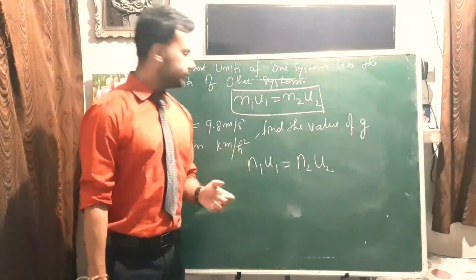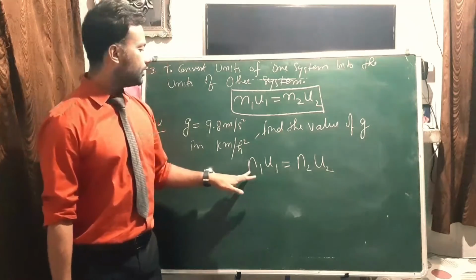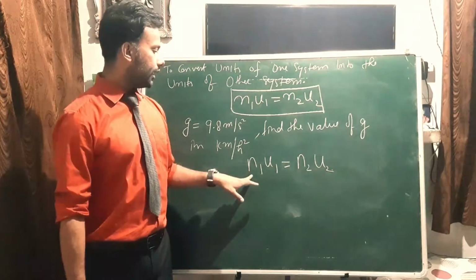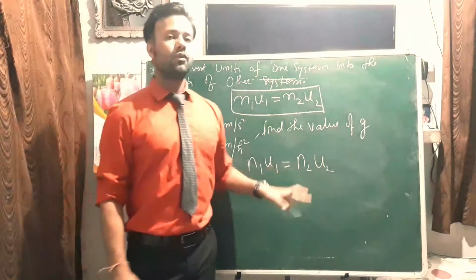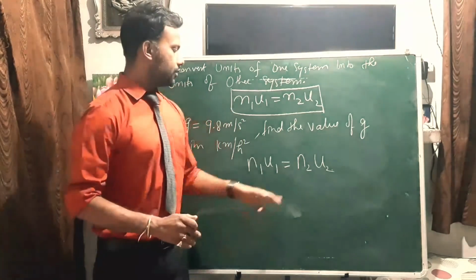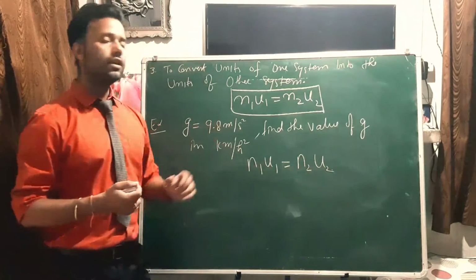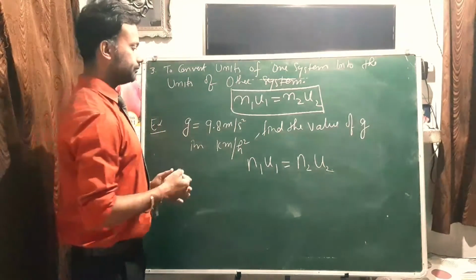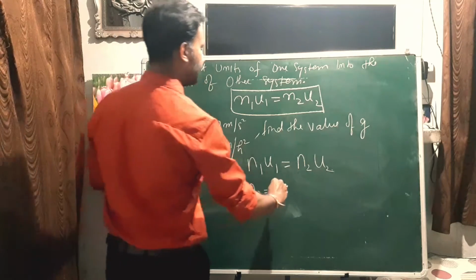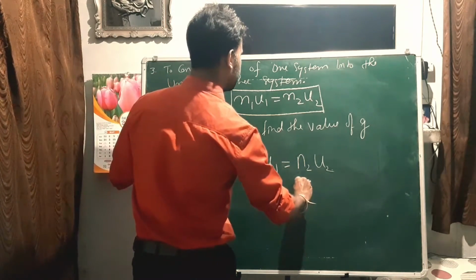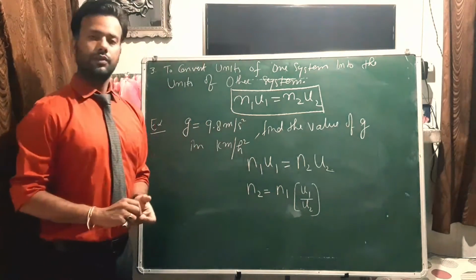Now what is N1 and U1? Here it is the given value. N1 is, as I said, the magnitude. So here N1 is 9.8 and U1 is meter per second square, right? And N2, we have to find the magnitude in the other unit. So we have to find N2, and U2 is nothing but kilometer per hour square, right? So we can write it as N2 equals N1 U1 upon U2, right?